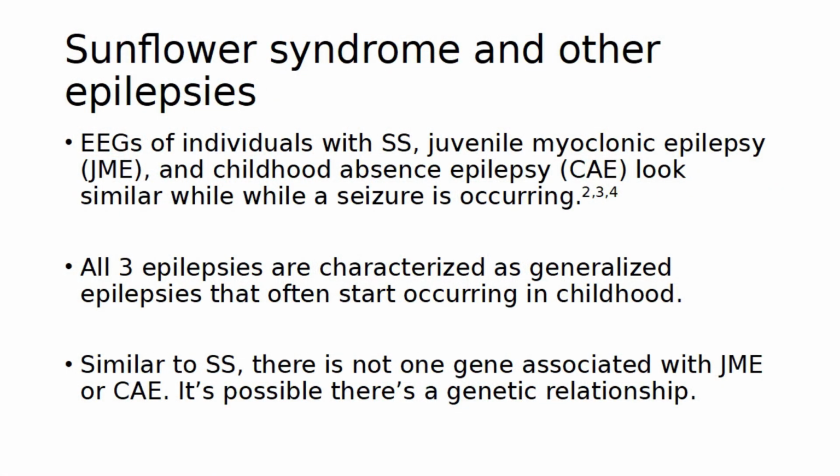Thinking about sunflower syndrome, it's not one specific gene, and we don't exactly know what role genes could be playing. But what we do know is that sunflower syndrome has some similarities to other epilepsies. The EEGs of individuals with sunflower syndrome look similar to individuals who have juvenile myoclonic epilepsy and childhood absence epilepsy while the seizure is occurring. All 3 are characterized as generalized epilepsies, which often start during childhood. Similar to sunflower syndrome, those other 2 epilepsies aren't linked to one specific gene either. So it's possible there might be a genetic relationship there, but we don't know.